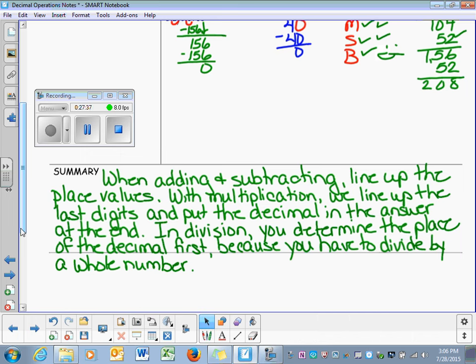All right, there's a lot of practice in your packet. There are some problems in the book, and there are some problems in IXL.